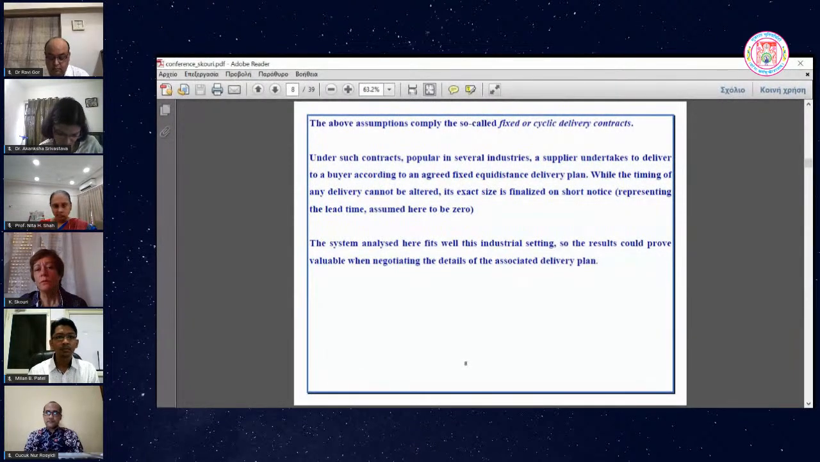The above assumptions comply with the so-called fixed or cycle delivery contract. Under such contracts, a supplier undertakes to deliver to a buyer according to an agreed fixed equidistant delivery plan. While the timing of any delivery cannot be altered, its exact size is finalized on short notice, representing the lead time assumed here to be zero. So the system and the results could be of value when negotiating the details of the associated delivery plan.